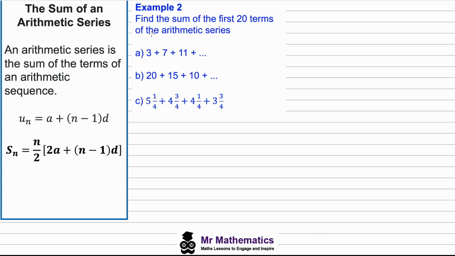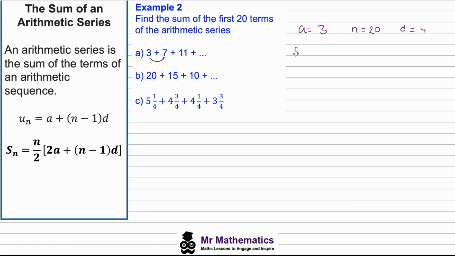Okay, so for example 2, we've been asked to find the sum of the first 20 terms of the arithmetic series A, B, and C. So if we look at question A, we're going to use this formula. We know that a is the first term, which is 3. We know n is the number of terms in the sequence, and this is 20. And the difference between 3 and 7 is 4. So the d value is 4.